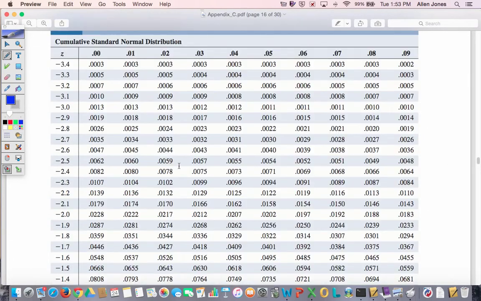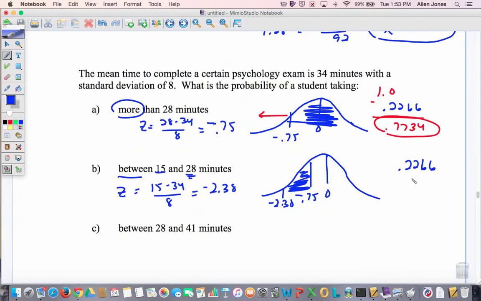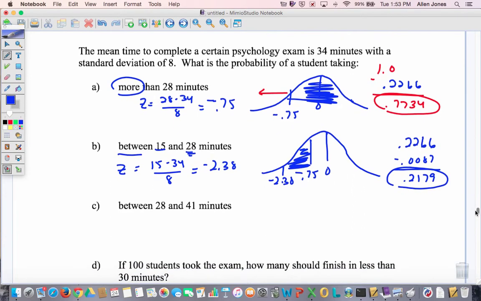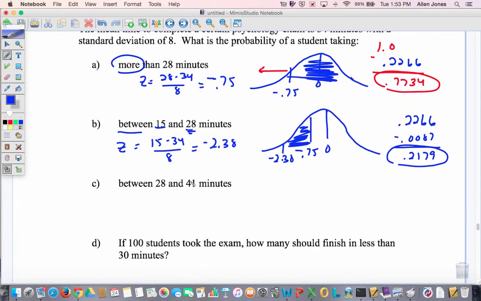I'll go back to my table and look up negative 2.38. I need to scroll up here a little bit. Negative 2.38 is 0.0087. So I'll plug that in here, minus 0.0087. Hopefully we recall from our work there that we subtract, and we get 0.2179.